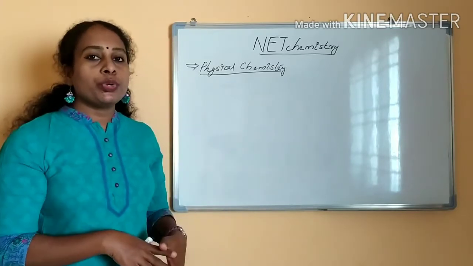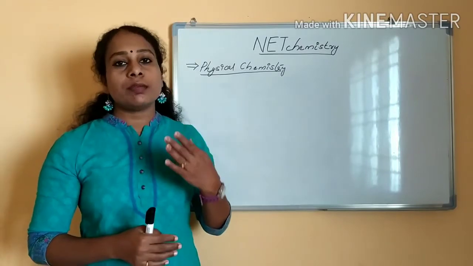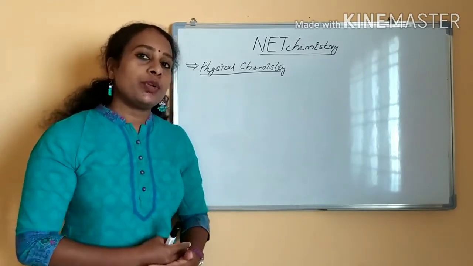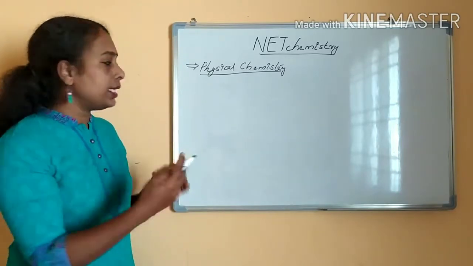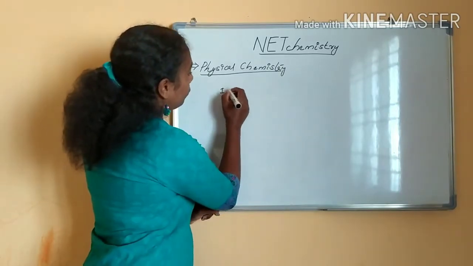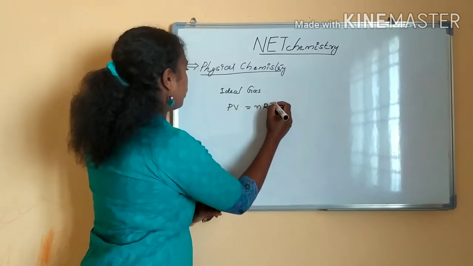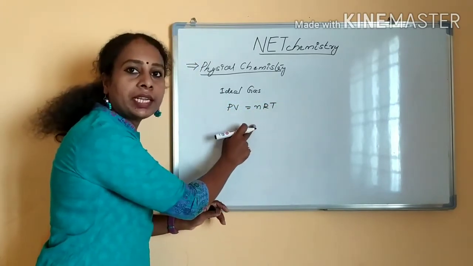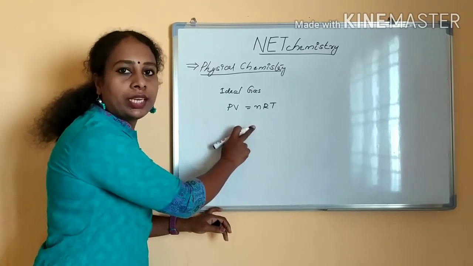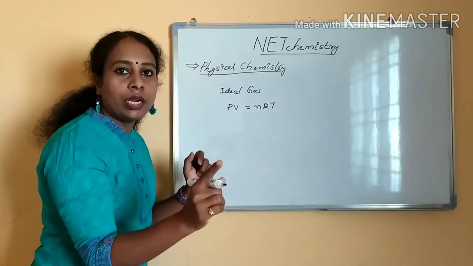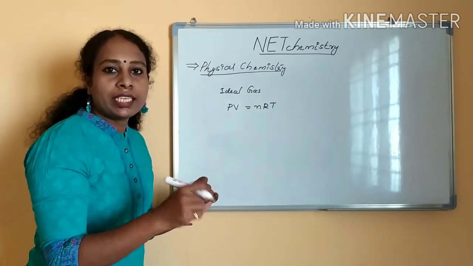First I am going to write gaseous state behavior. You know, ideal gases and real gases are there, right? What is the equation for an ideal gas? I am writing ideal gas. You have studied this equation, right? PV equals nRT. This is the ideal gas equation. PV by RT is equal to 1. For an ideal gas, PV by RT is equal to 1.